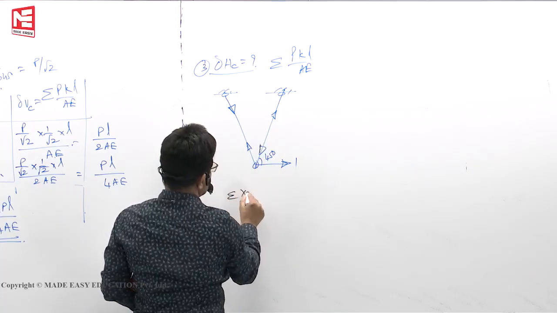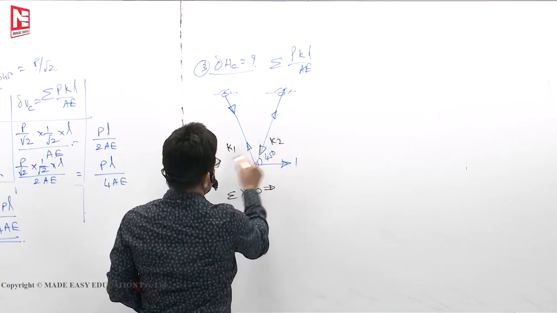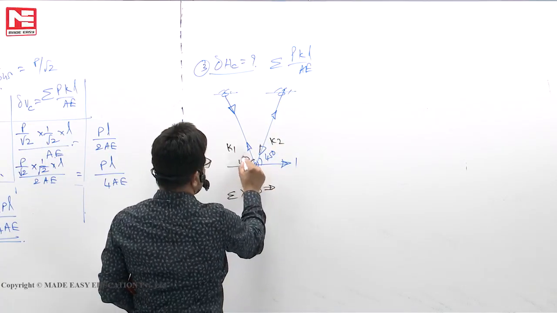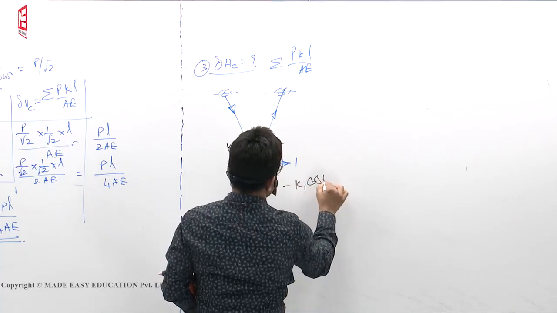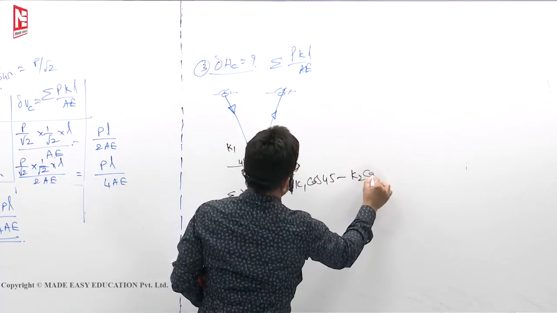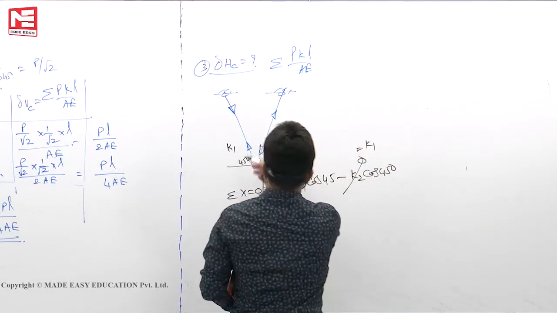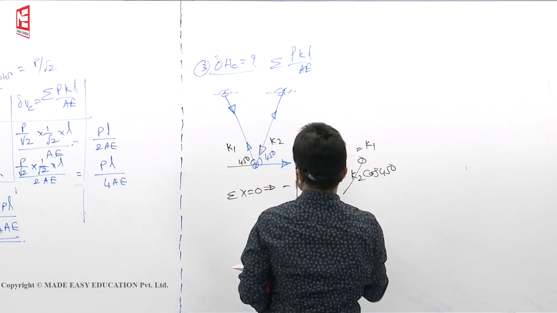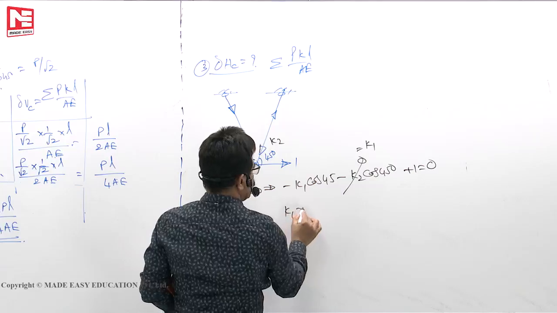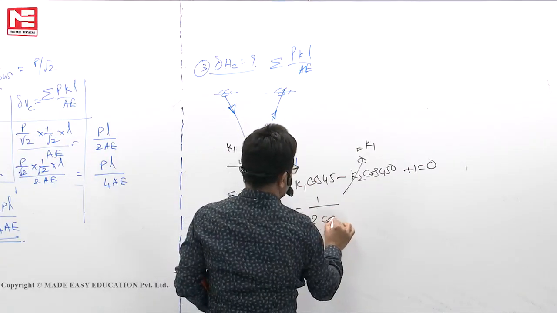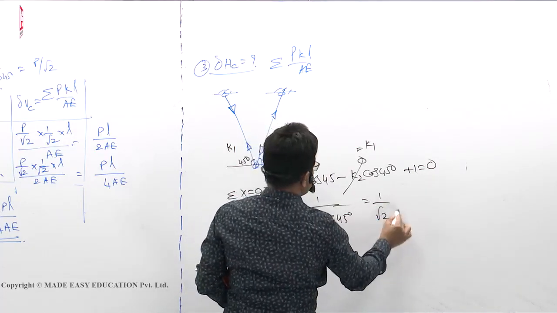If I write sigma x is equal to 0, this is K1, let us say K2. K1 cos 45 minus K1 cos 45 minus K2 cos 45. They have to be equal, otherwise sigma y equal to 0 cannot be satisfied. Plus 1 is equal to 0. So K1 you will get as 1 by 2 cos 45. That means you will get 1 by root 2. That means this is 1 by root 2.